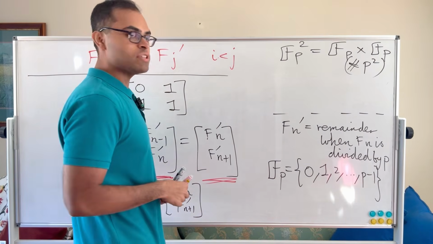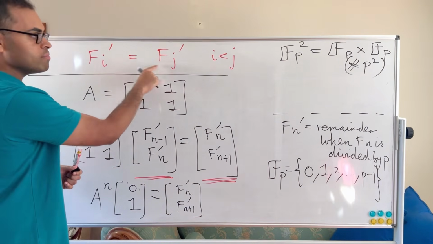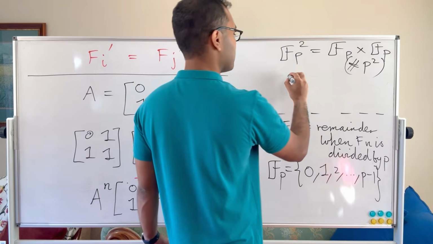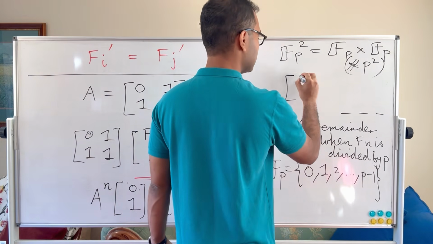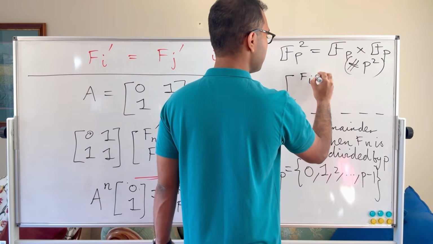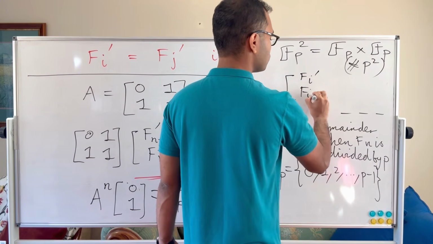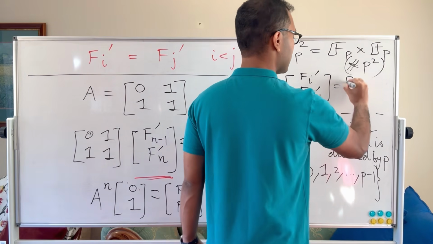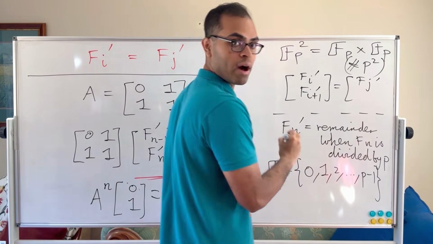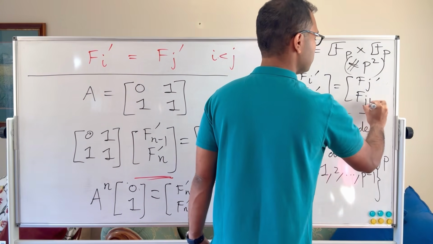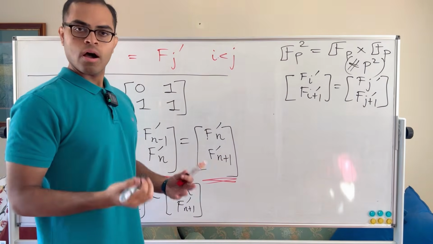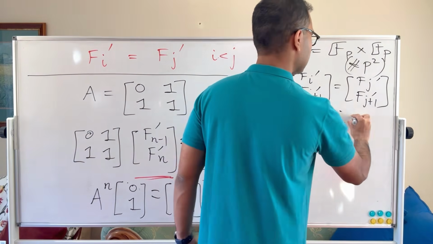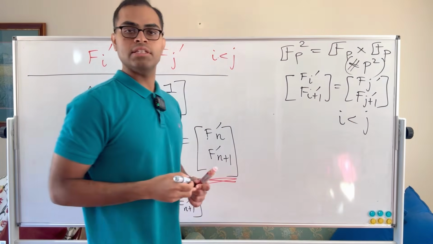Okay, so I'm going to write it out. For some i and j, instead of saying the remainders are matching up, the pairs are matching up. So we can write f_i prime, f_{i+1} prime is going to equal f_j prime, f_{j+1} prime. This is going to be true for some i and j. All right, so we're just going to say this is for i less than j. For some i less than j, it doesn't matter.